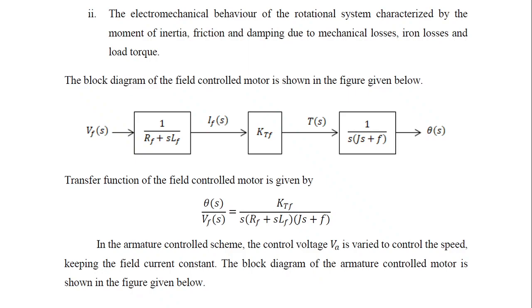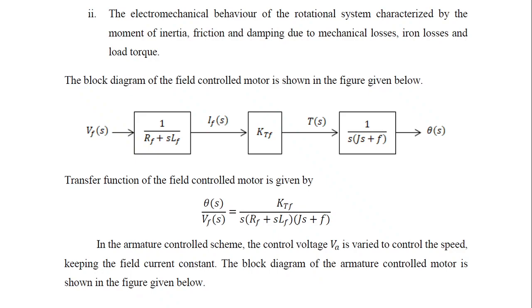Our second aim of the experiment is to find out all the unknown parameter values of KTF, J, F, RF and LF. Actually we have already found the value of J, the moment of inertia of the rotor of the given DC servo motor. That is not going to change, because the system is not changed.